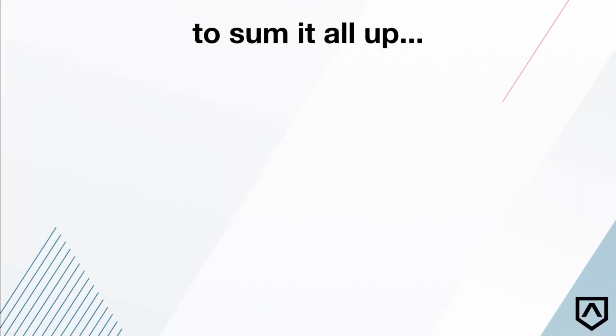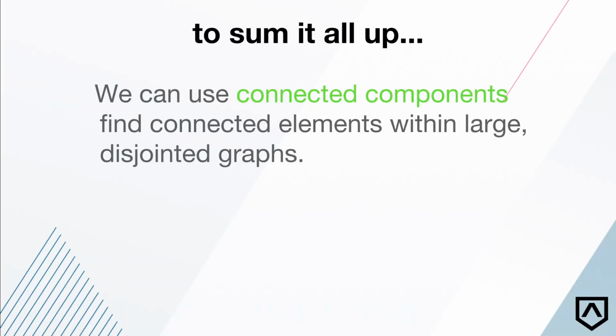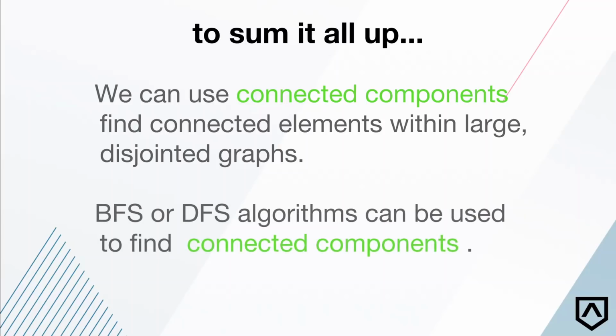So to wrap all of this up, connected components are really useful when you have large data sets, large networks, large graphs, because you can find the elements, the nodes within that large data set that are related to one another. And to actually implement this, to actually write code to do this, you would use either breadth first search or depth first search to go through your graph and identify where those connections are.